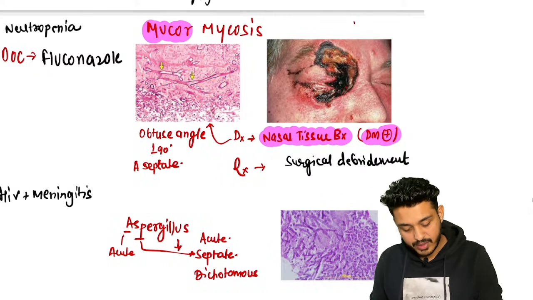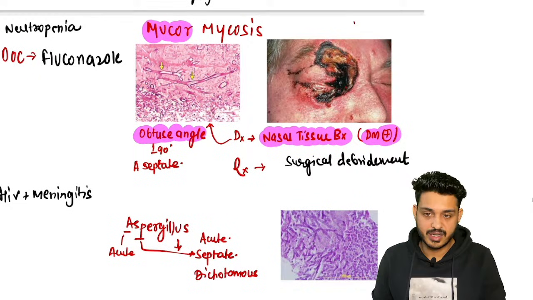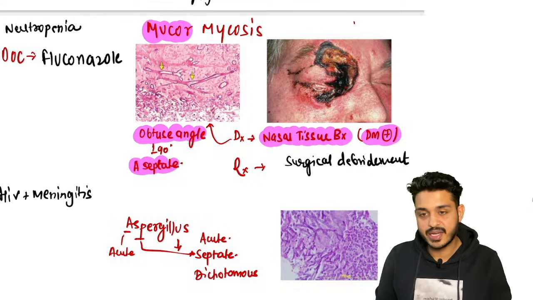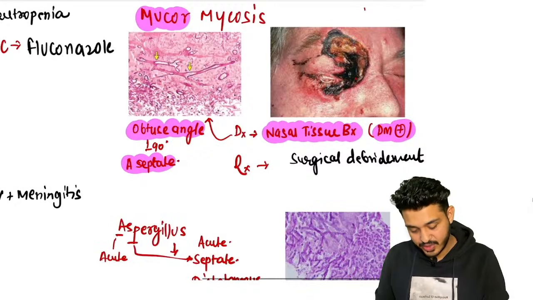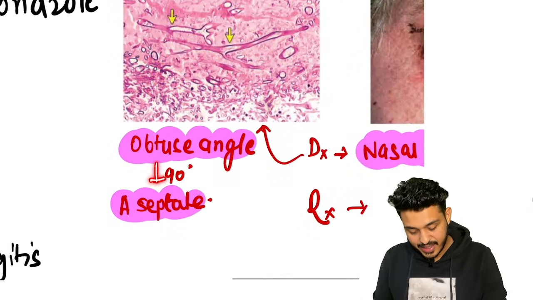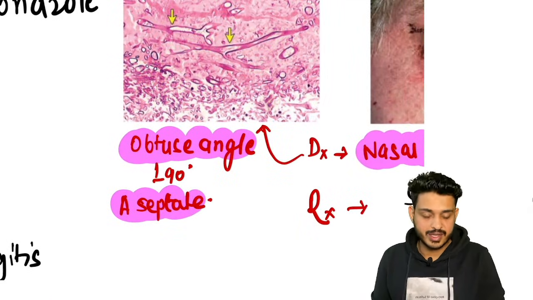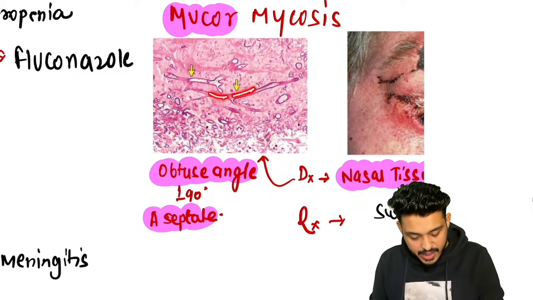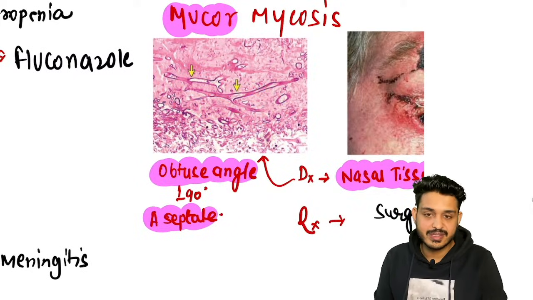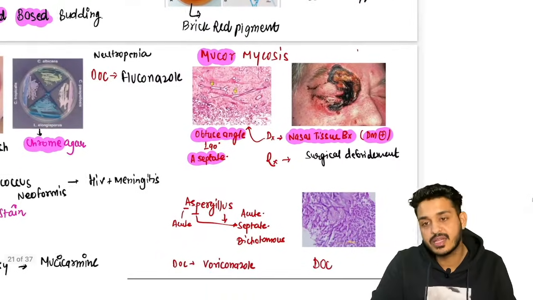Remember, in mucormycosis the angle will be what? The angle will be either 90 degrees or more than 90 degrees, so an obtuse angle is going to be there, and you can have what? Aseptate hyphae are going to be there. This is how you can identify the mucor.